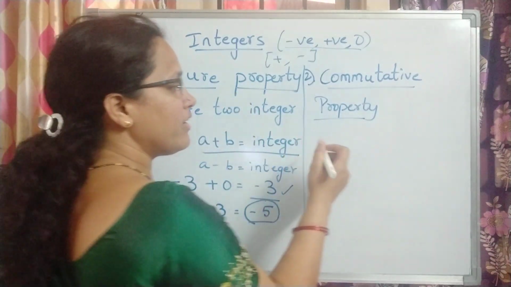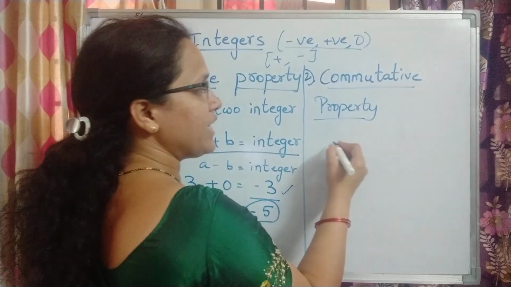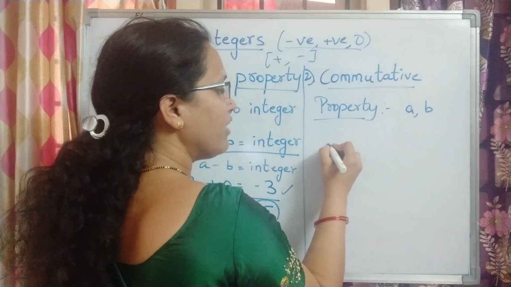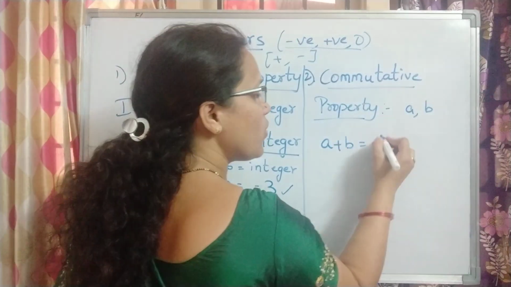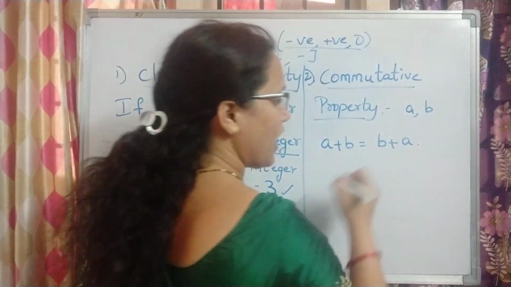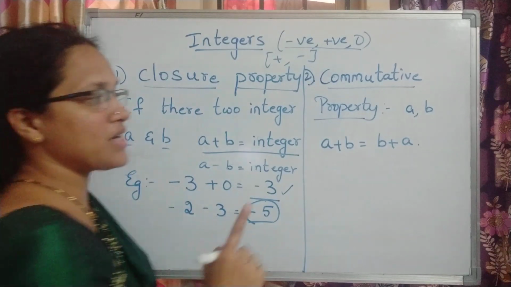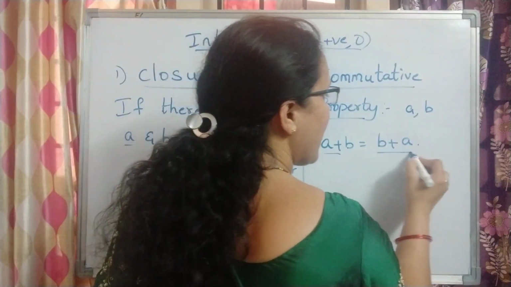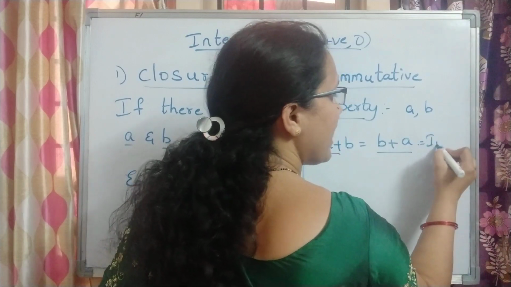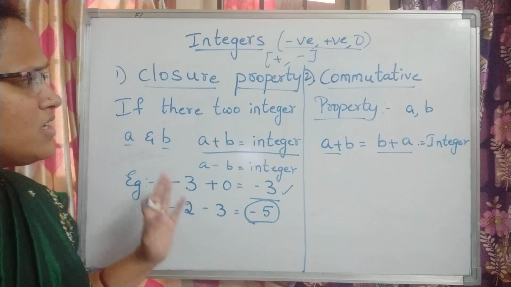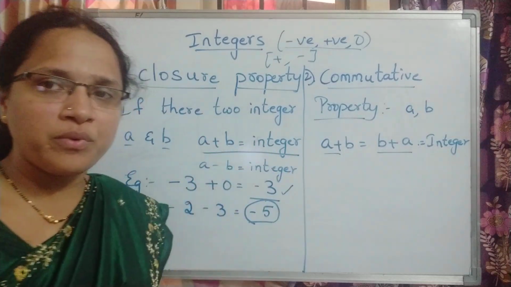When you are taking under addition, commutative property tells that there are two integers a, b where a plus b is equal to b plus a. A plus b is equal to b plus a, and the answer of both should be an integer. That means, what is the difference between this closure and commutative property then?